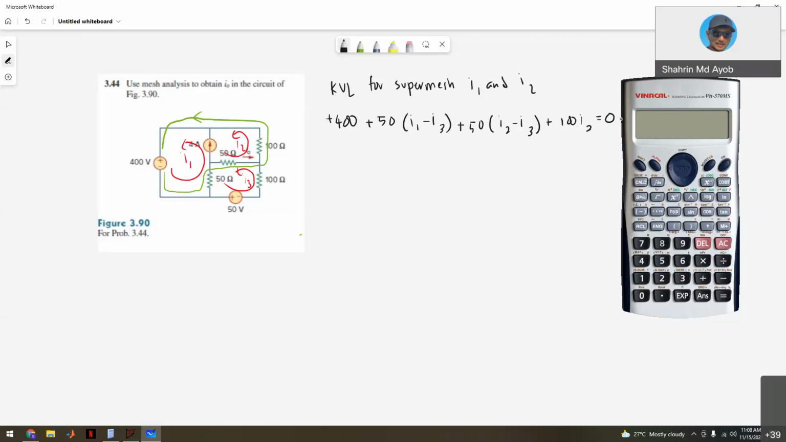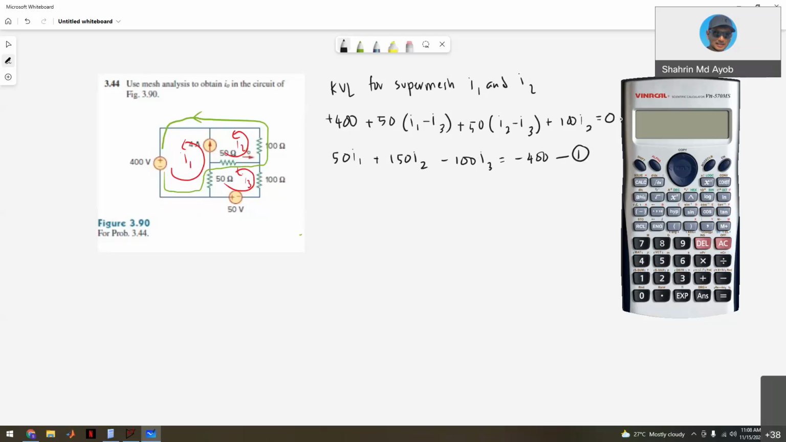So this should be okay. I got 50 I1 also. And for I2, this one is 150 I2, and this one is negative 100 I3. So this becomes negative, right? So it's actually true what your friend told. So it's okay. You can just leave it like this.